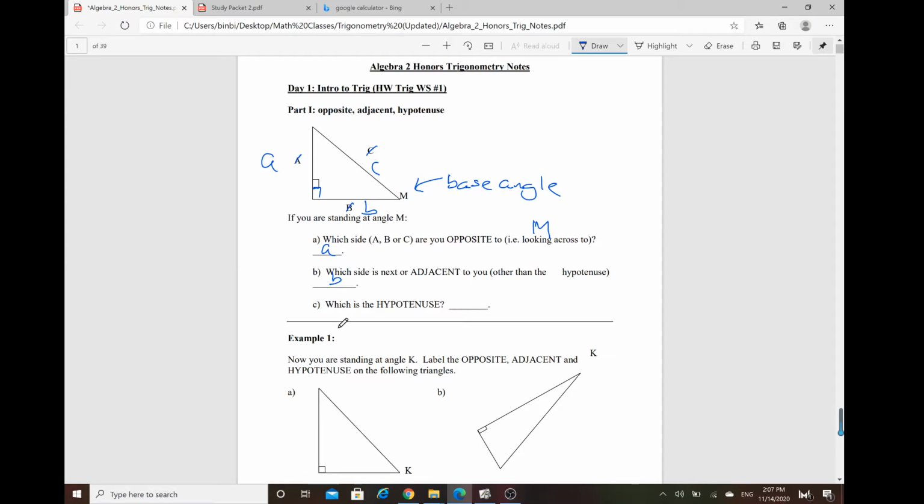And then which is the hypotenuse? The hypotenuse is always the longest side of the right triangle, so C would be the longest side of this right triangle. Again, we're using M as the base angle, so the side across from this base angle is segment A. And the side right next to it, adjacent, is segment B. Well, you might be saying that C is also right next to it. It is, but that one is called the hypotenuse, which is the longest side.